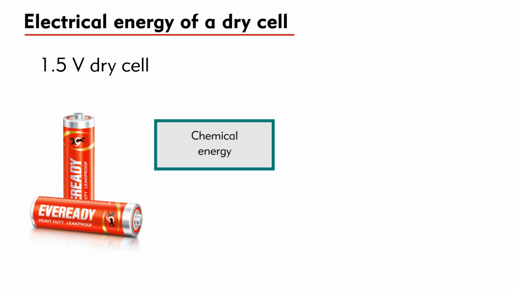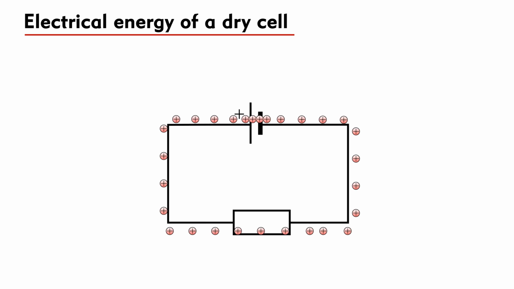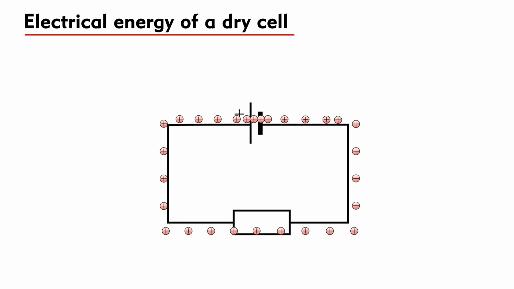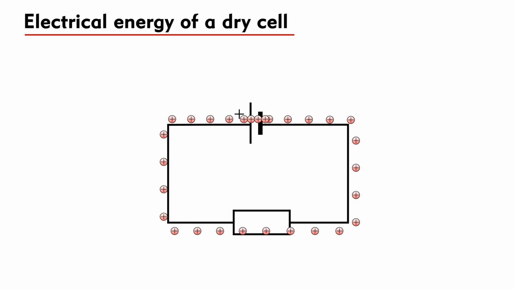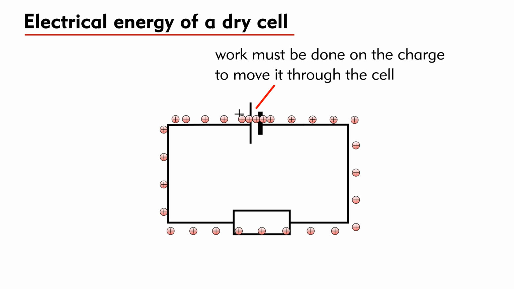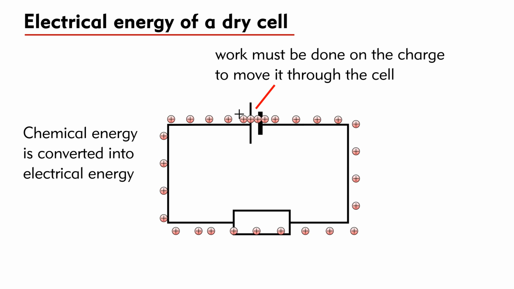Let's look at a dry cell. For example, a 1.5 volt AA dry cell converts chemical energy into electrical energy. You can see the positive and negative terminals. At the positive terminal, positive charge is accumulated. If an electrical path exists across the terminals, the positive charge will move to the negative terminal through the path. Inside the cell, the positive charge is continuously moved from its negative terminal to its positive terminal. Initially, the positive charge is not willing to move. Work must be done on the charge to cause the movement. In this process, chemical energy is converted into electrical energy. We say that the cell consumes chemical energy until it goes flat.